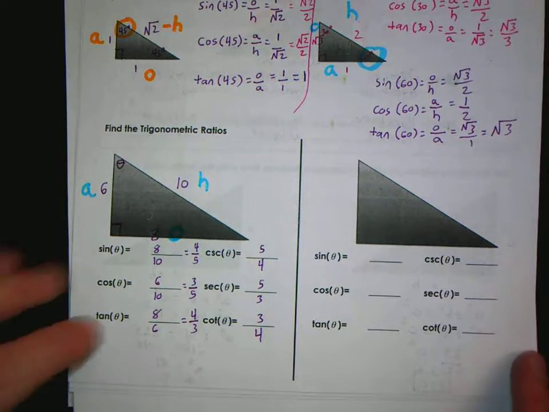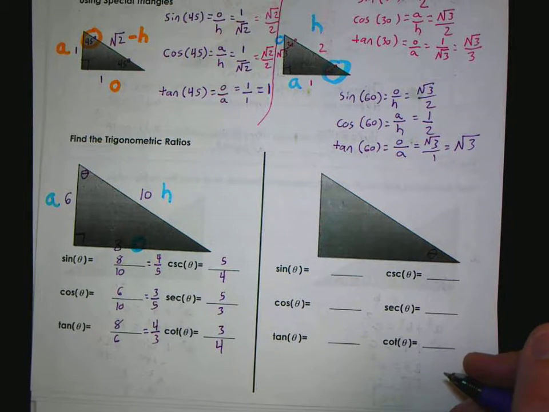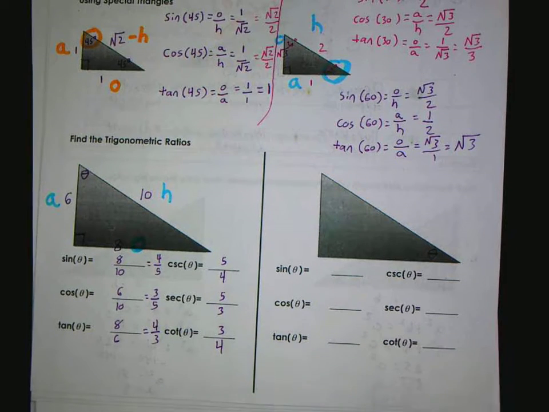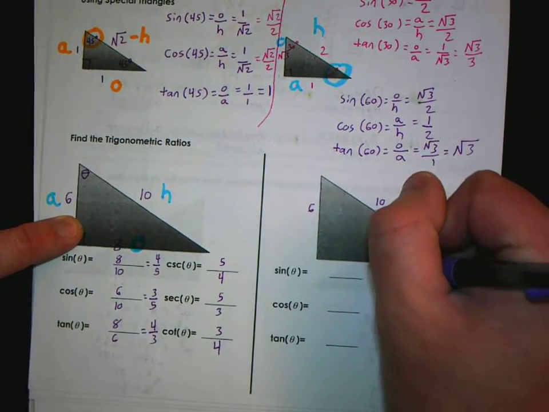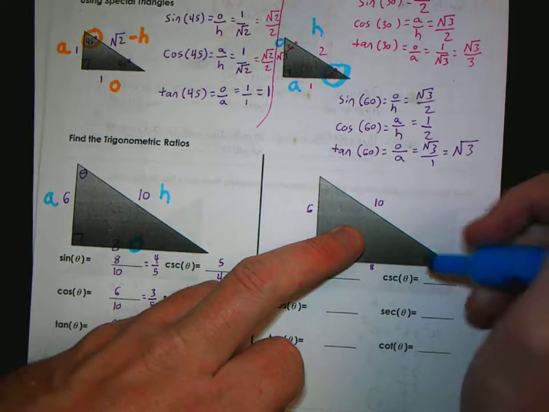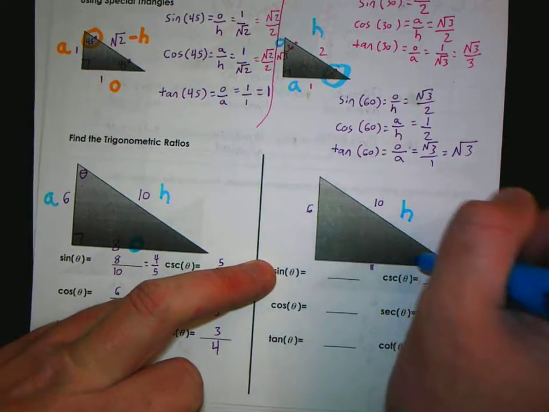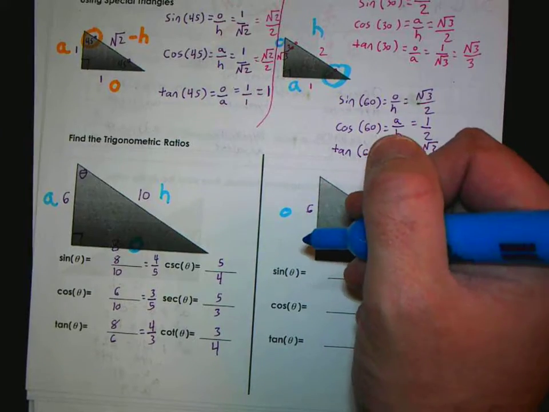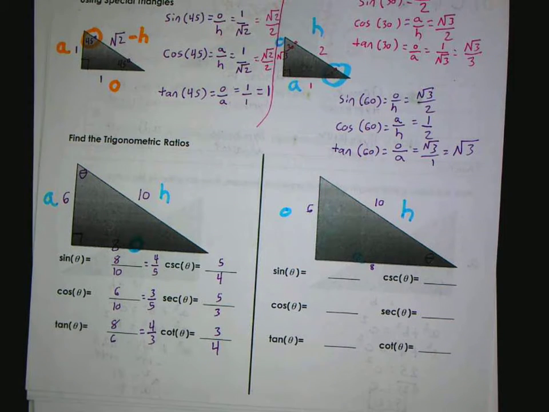Now, what if the reference angle is over here? Well, that changes things, right? You want to use the same dimensions? I think that would actually be a smart idea. So let's still use 6, 10, and 8. Well, this is my h. But now my reference angle is here, so this is opposite, and this is adjacent.